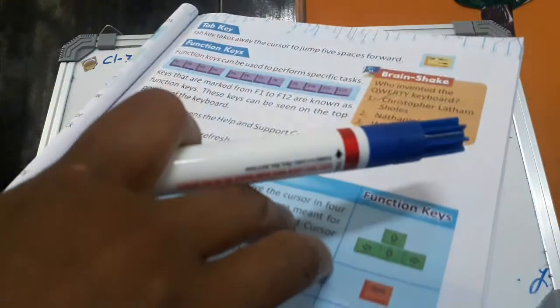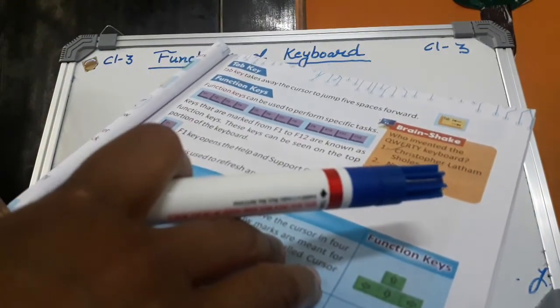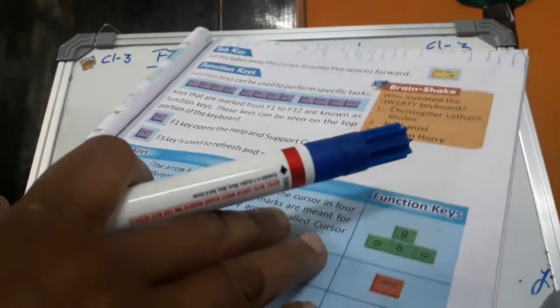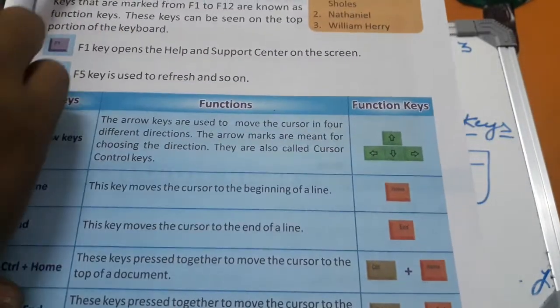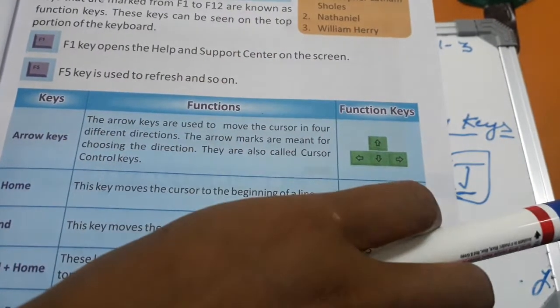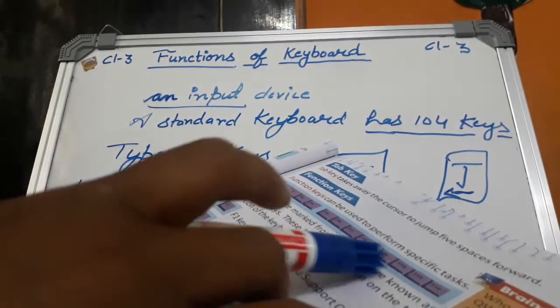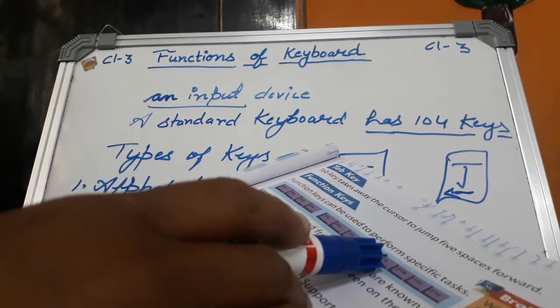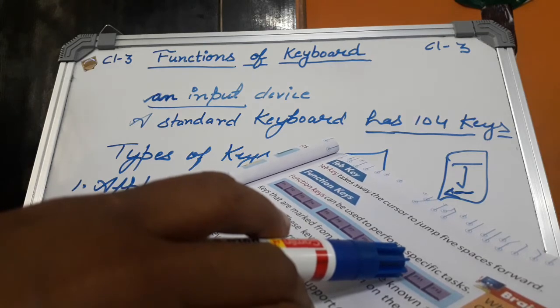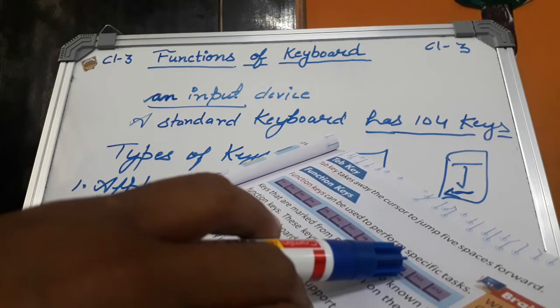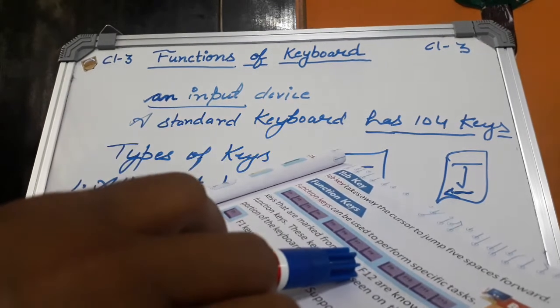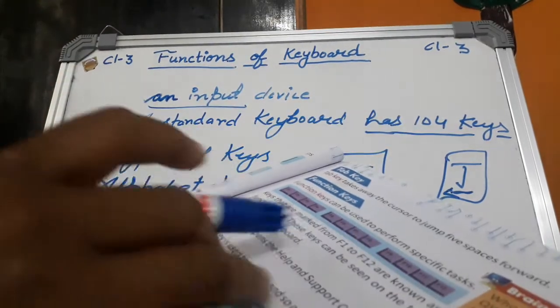Now, tab key. The tab key takes the cursor 5 spaces forward. With the help of the tab key, we make our cursor jump 5 spaces forward. Okay. Function key. Function keys can be used to perform specific tasks. With the help of function keys, we perform some specific tasks.